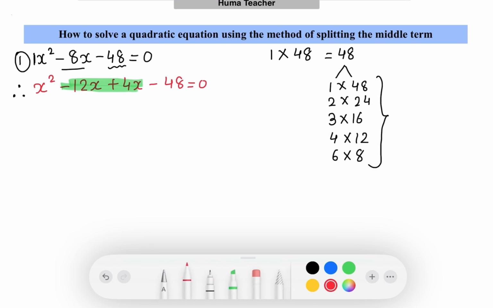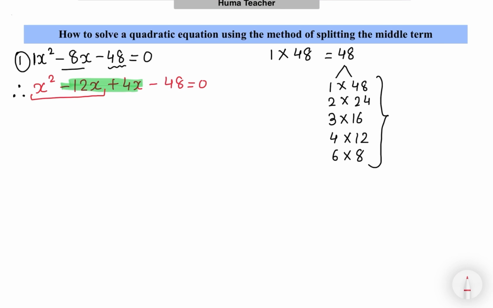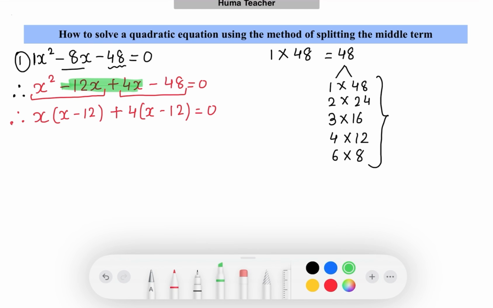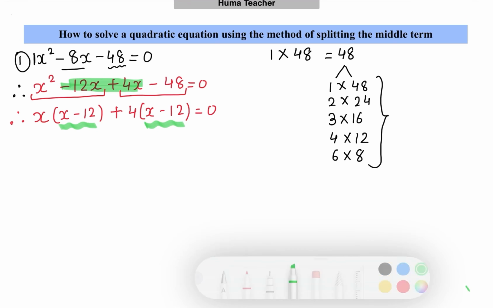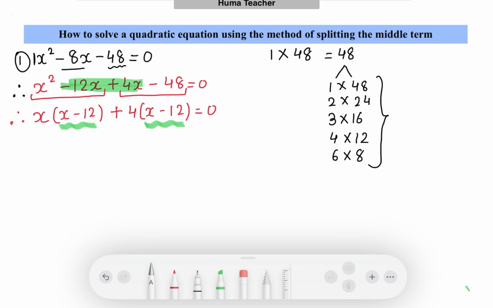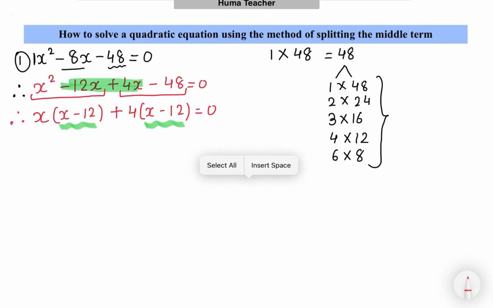Okay, clear? Now, what I will do, I will take common from this part and from this part. I will get x minus 12 plus 4, x minus 12 is equal to 0. Now, in my previous videos also, I told you that these two brackets must be the same. These two brackets must be compulsorily the same. Now, what I'm going to do, I'll just equate these brackets to 0. x minus 12 is equal to 0 and x plus 4 is equal to 0.